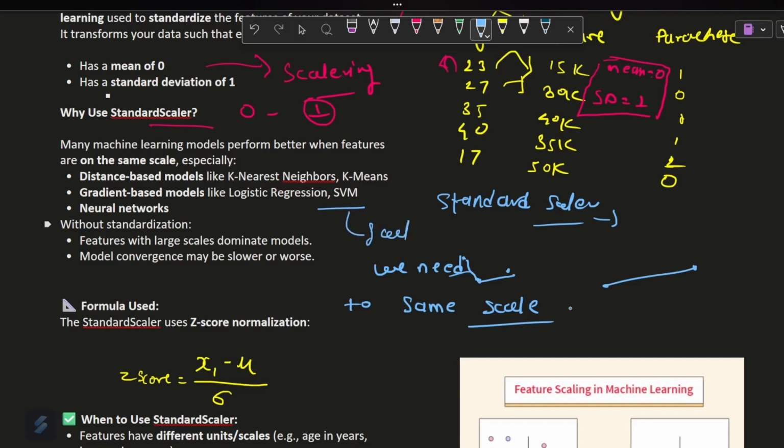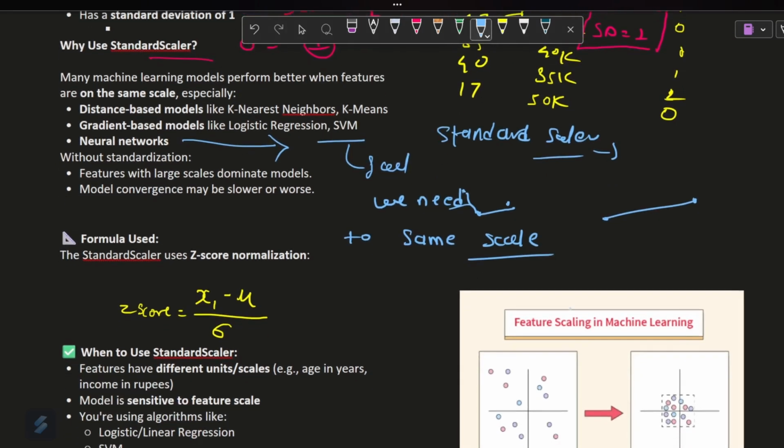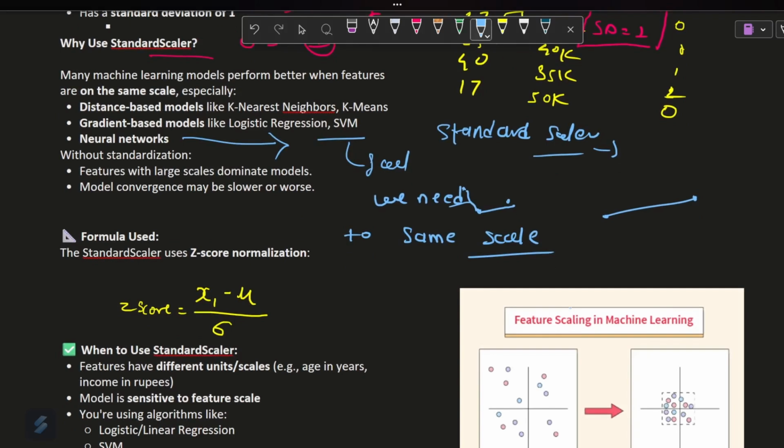Similarly, when you study neural networks, that's also a very important place where you will use the standard scaler. Without the standard scaler, what is the problem? Features with a large scale dominate the model.